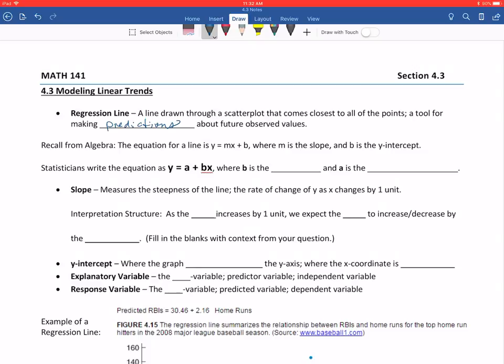where m is the slope and b is the y-intercept. Statisticians use the same basic structure, but they reverse it just a little bit. They write it as y equals a plus bx, so they've just reversed the ordering of those two terms. B is now the slope, the number in front of the input variable, and a is your y-intercept.